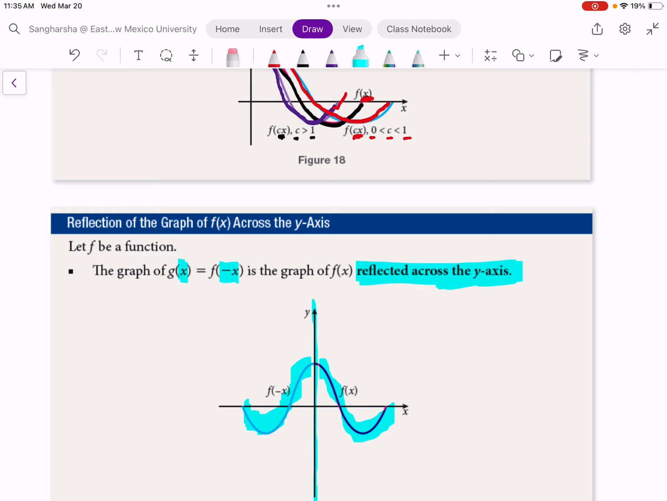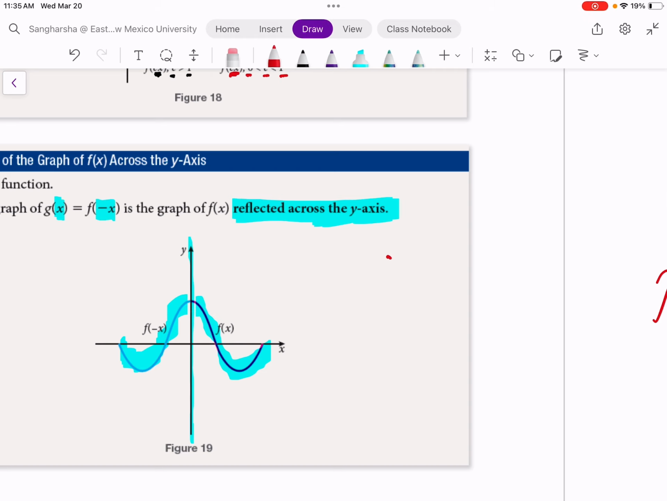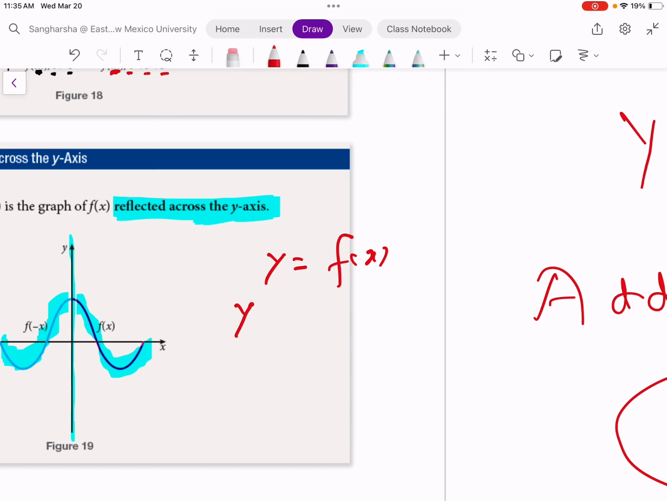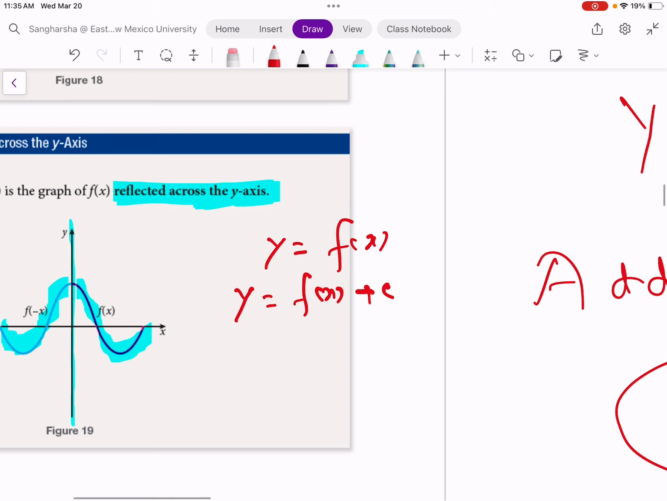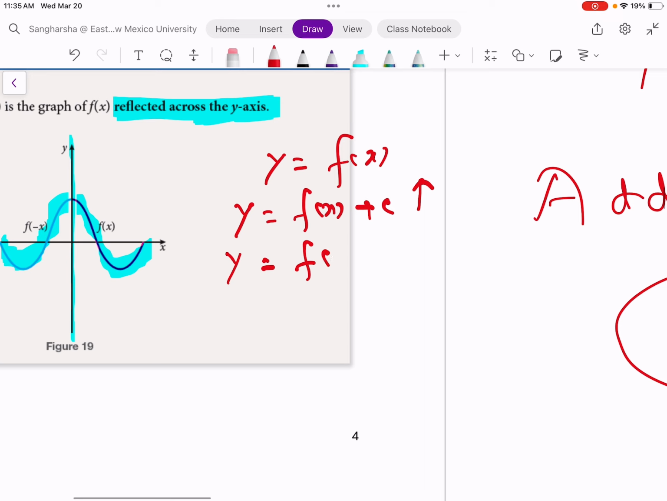If you know every transformation, that's perfect, but at least I want you to know the very basic ones, so let me make a list. The very first is, let's start from y equals f of x. This is our basic function. I want you to know what happens when you add a number to this function. What happens to a graph when we add a number? It goes up, right? Now what happens to a graph if you subtract a number from a function?